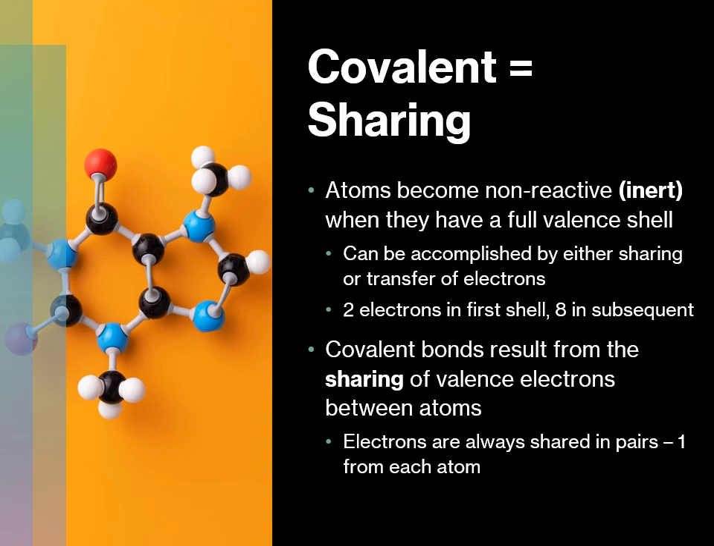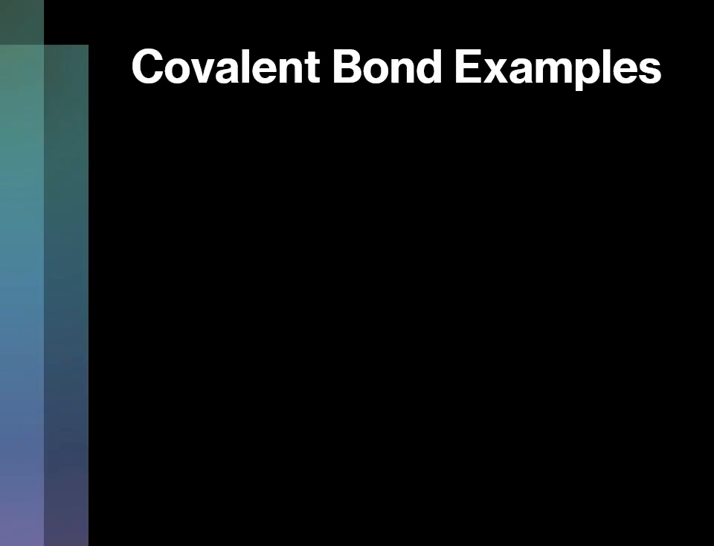Now, those electron shells will always take a specific number of electrons. The first shell can only take 2, and the subsequent shells can take 8. Now, covalent bonds will result from the sharing of valence electrons, hence the name covalent. It's part of 2 valence shells. Now, the electrons are always shared in pairs, one coming from each of the 2 atoms that's involved in the bond. Let's have a look at some examples of covalent bonds.